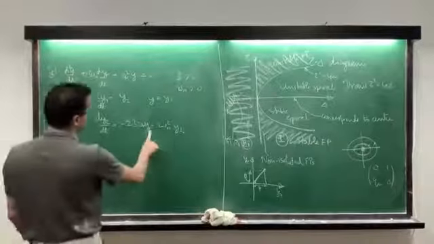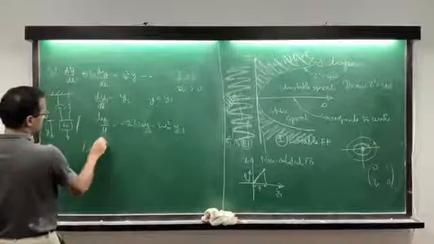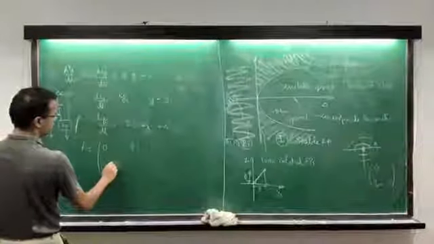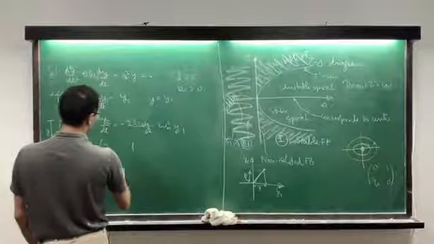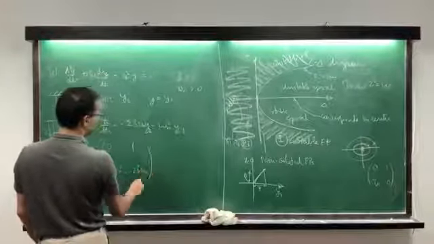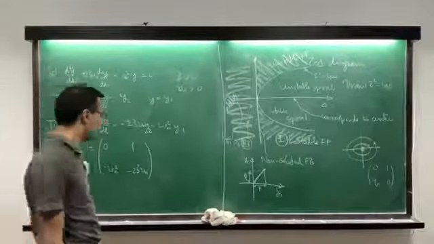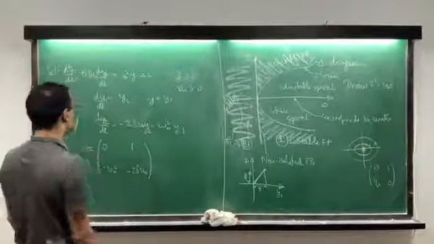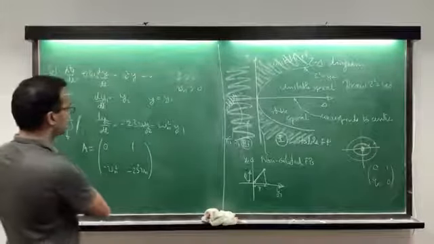Oh, sorry, y2, y1. Doesn't come diagonal. So now the matrix A for this case is 0, 1, minus omega n square, minus 2 xi omega n. Sorry, so this should be minus omega n square, minus 2 xi omega n. So that is A. So we can do the same thing.